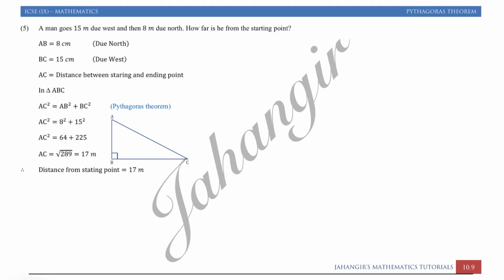Next question. A man goes 15 km north, 15 km due west, and then 8 km due north. So first man is going due west. So we can say it is this part. See, already drawn. I will draw again for you.